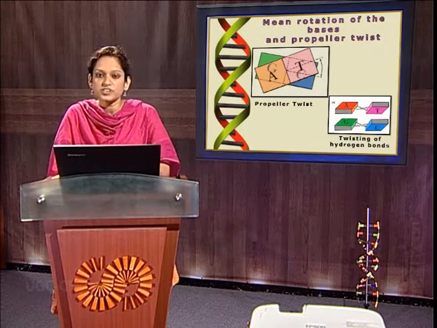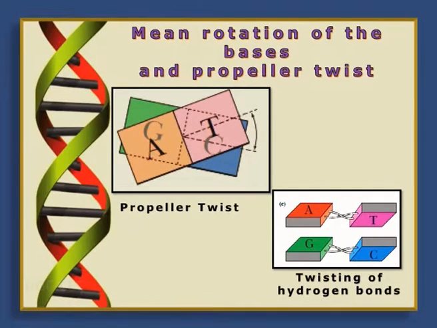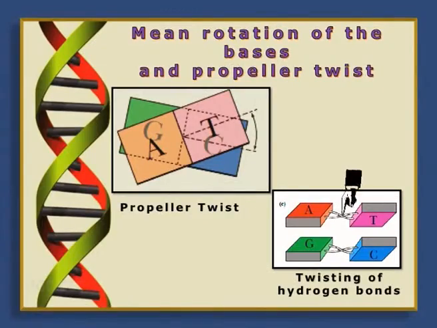Another important feature is propeller twist. Propeller twist allows greater overlap between the successive base pairs and reduces the area of contact between the hydrophobic bases and water, thereby stabilizing the secondary structure of DNA. Due to the presence of propeller twist, as we can see in this diagram, there is a twisting of hydrogen bonds. So all this contributes to the stability of the secondary structure of DNA.